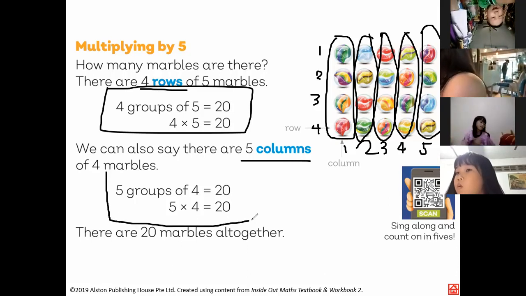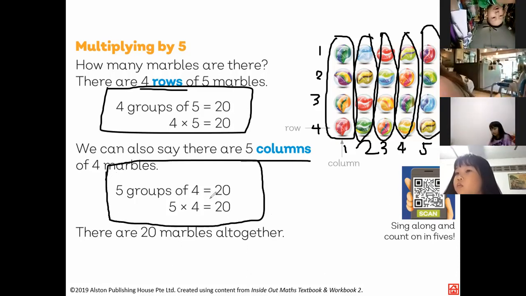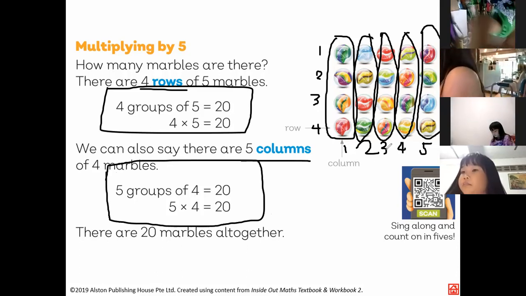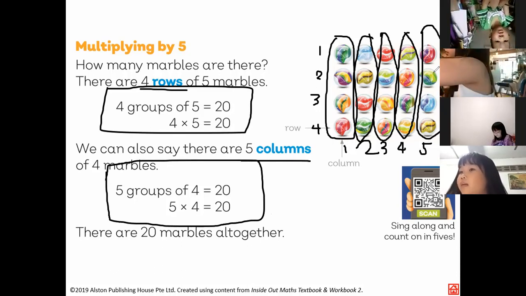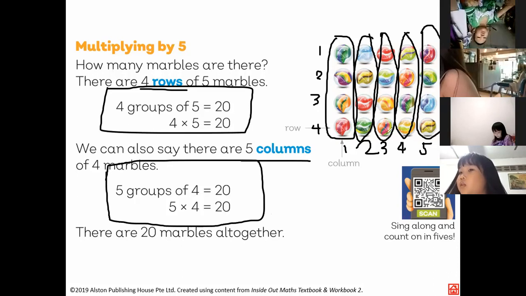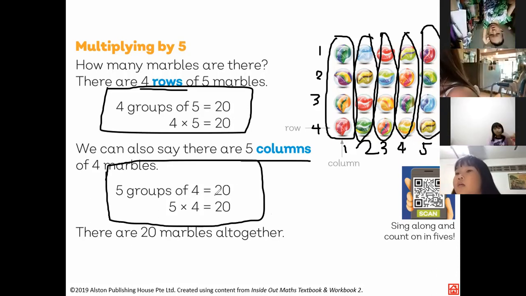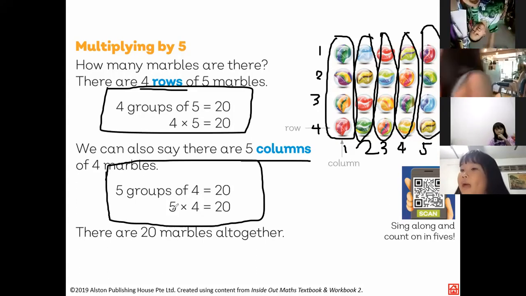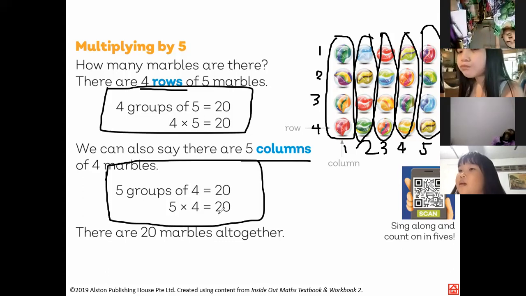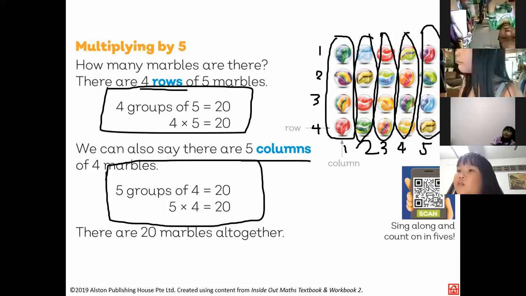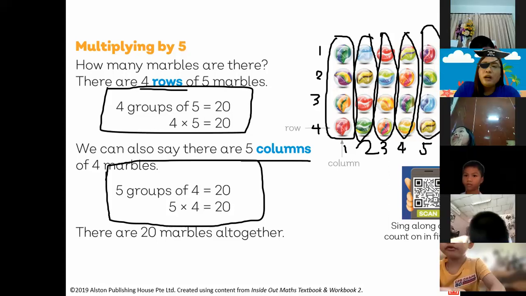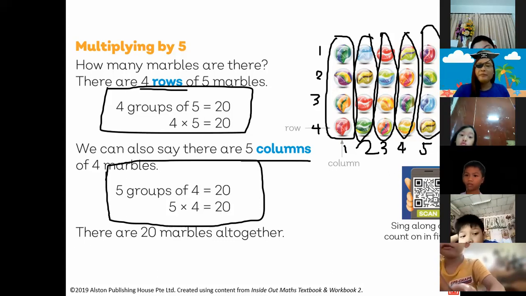And then right over here, we have 5 groups in a column. 1, 2, 3, 4, and 5. So in each group for column, there are 4 marbles. So 5 groups of 4 marbles equals 20, or you can also write it like this. 5 multiplied by 4 equals 20. Do you understand? Yes, I do.